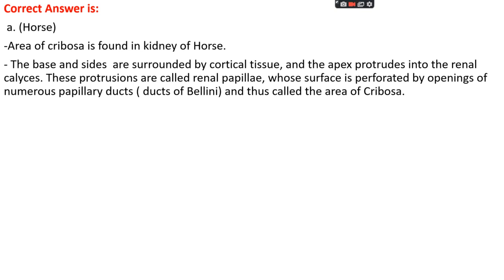The base and sides are surrounded by cortical tissue, and the apex protrudes into the renal calyces. These protrusions are called renal papillae, whose surface is perforated by openings of numerous papillary ducts of Bellini, and thus the area is called the area cribrosa.